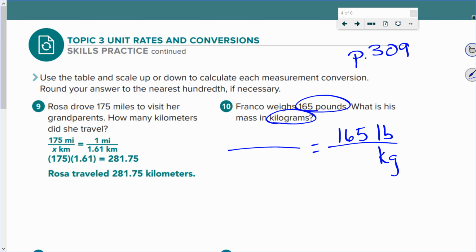So what I do is I set this up like this, and I go pounds and kilograms. Then I look at my conversion chart. I actually have 2 options on my conversion chart. I can either do 1 pound is 0.45 kilograms, or I can do 1 kilogram is 2.2 pounds. For me personally, since I have the pounds, I would rather go with 1 pound. So 1 pound is 0.45 kilograms, which makes this math easier, because now I'm just multiplying by 165.